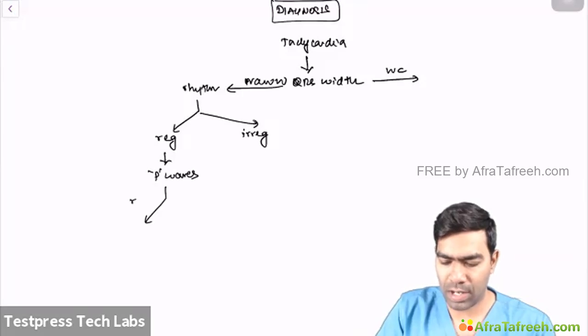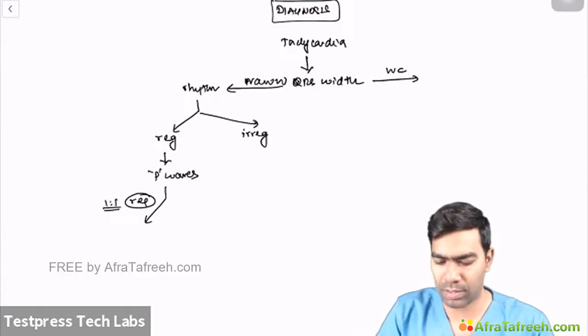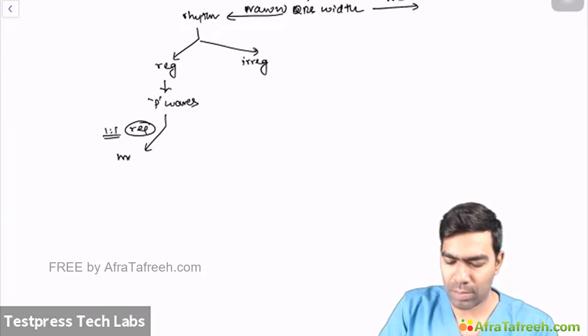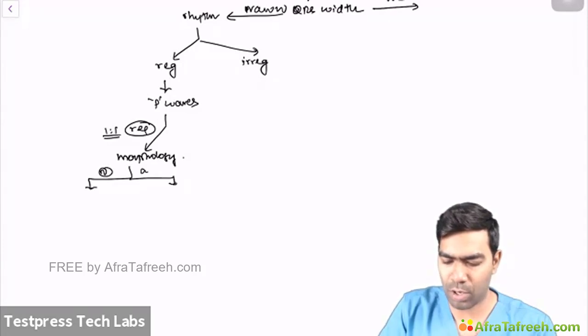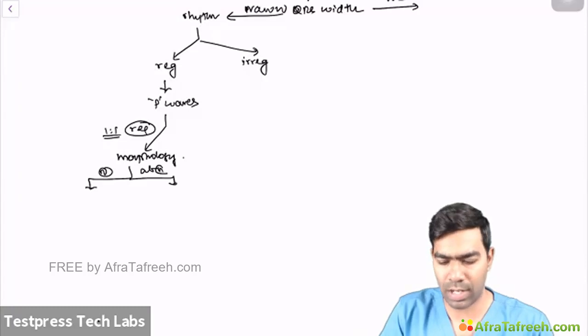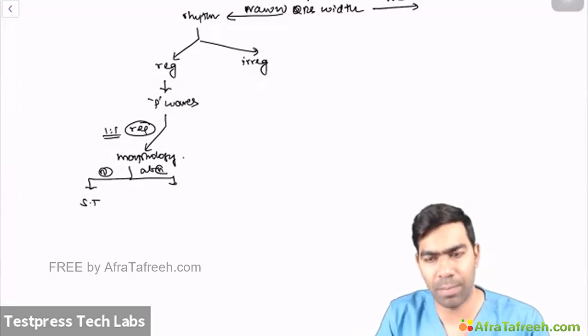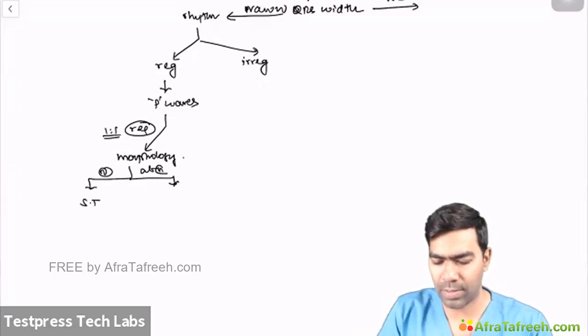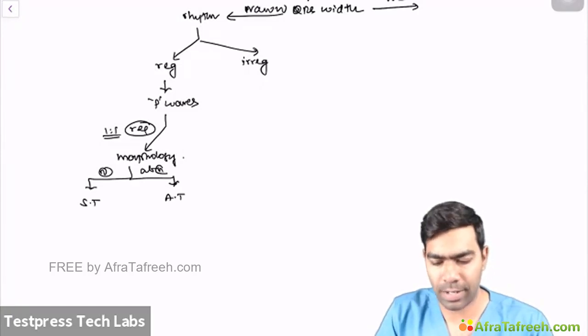If P waves are regular and coming in a 1:1 ratio preceding the QRS complex, then look at the morphology. You have a normal morphology or an abnormal morphology. If it's a normal morphology, then it must be a sinus tachycardia. If it's an abnormal morphology, then very likely it will be an ectopic atrial tachycardia.